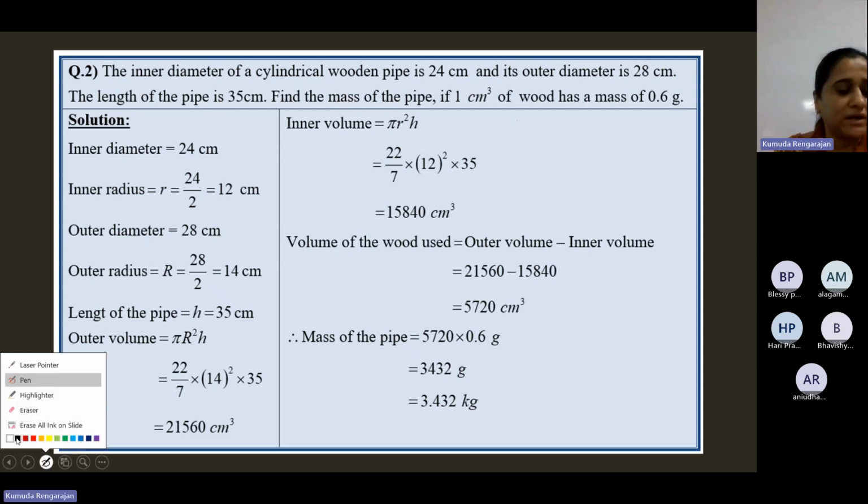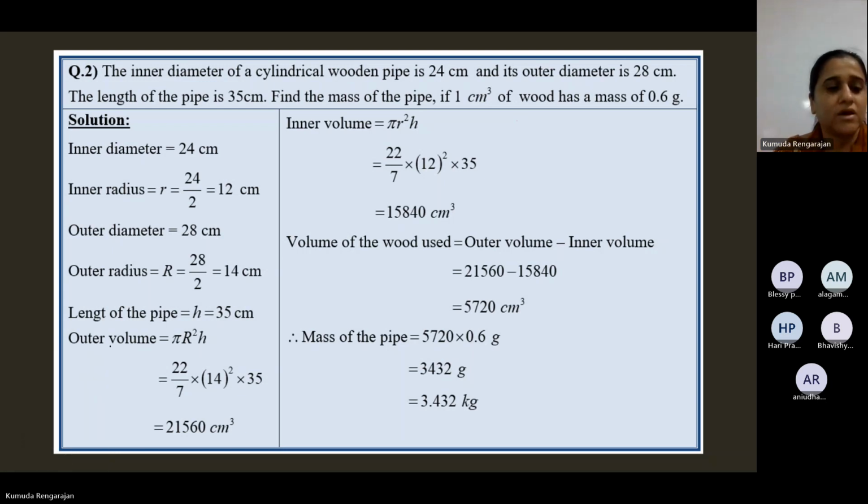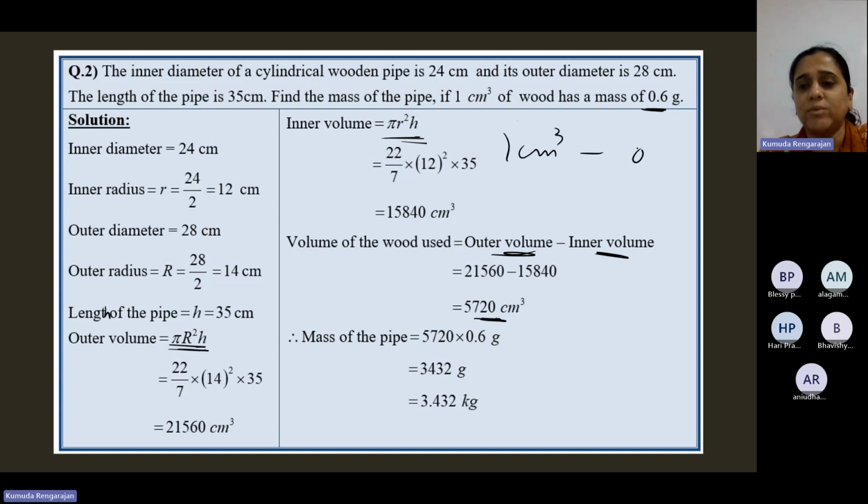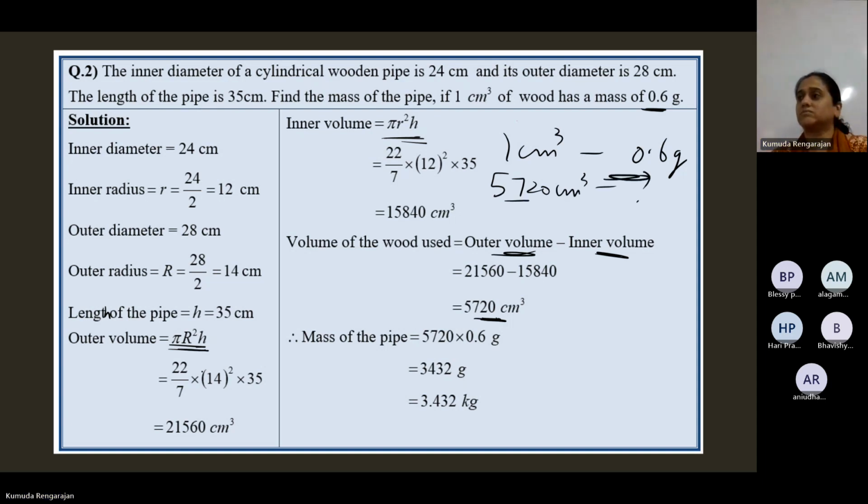You can also find it separately like this. I found the outer volume, pi R square h. Inner volume, pi r square h. The volume of the wood they used is outer volume minus inner volume. So the mass will be this volume into 0.6 grams. Why? Because 1 centimeter cubed is 0.6 grams. So 5720 centimeter cubed will be this one into 0.6 grams.